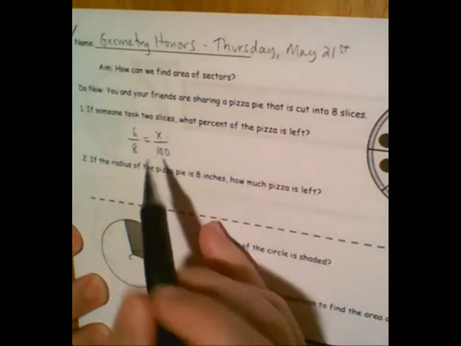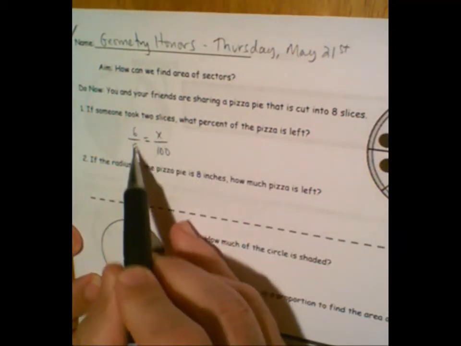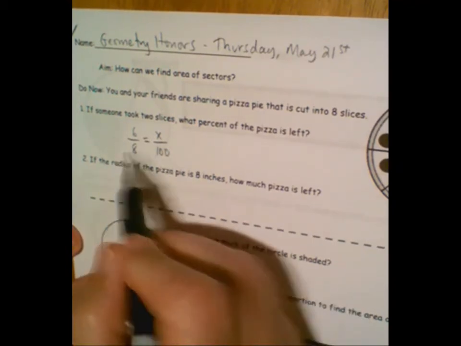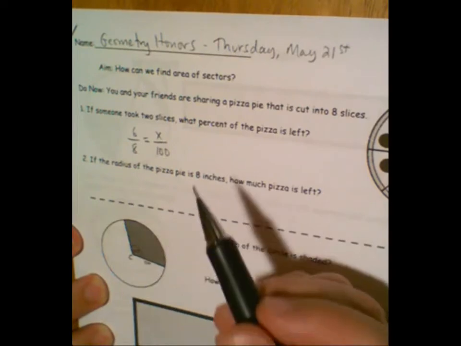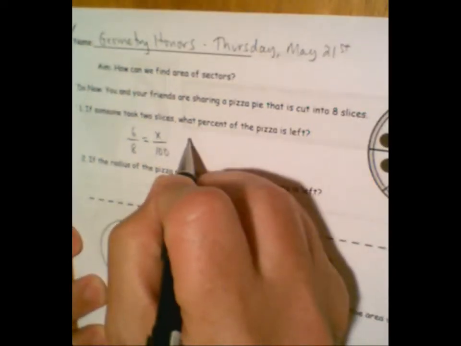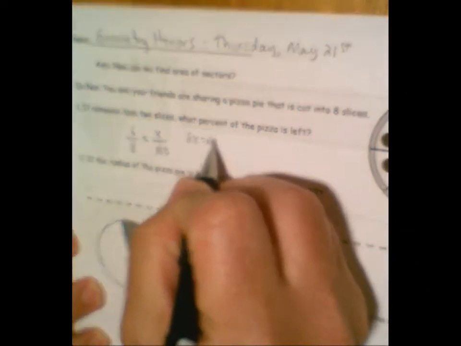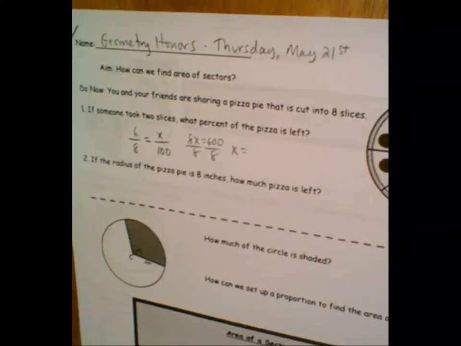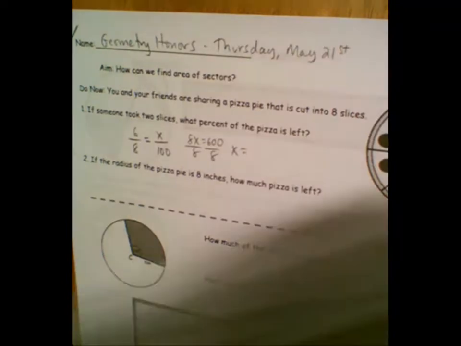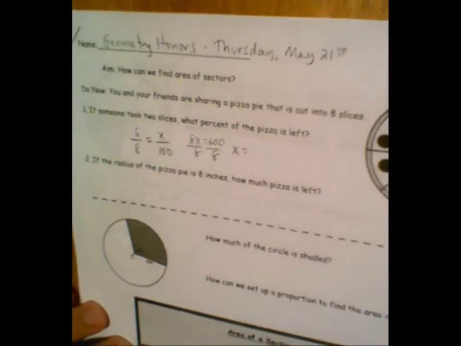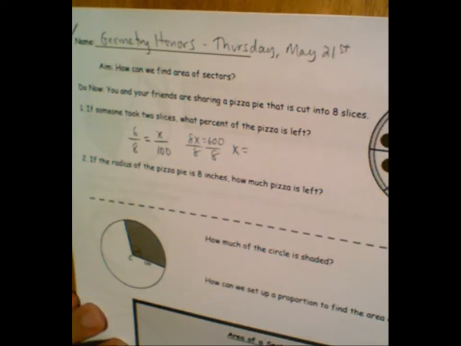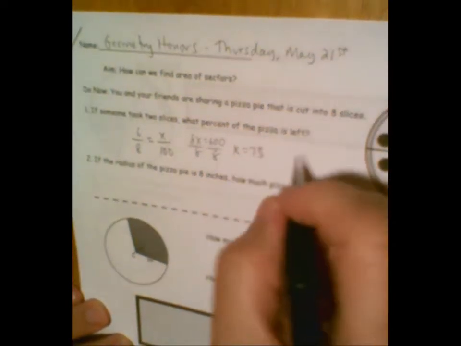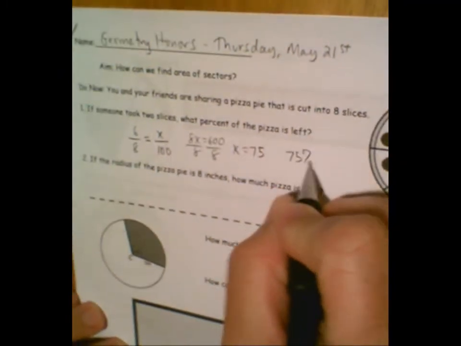Some people used to say percent over 100 equals is over of. So that's one way. Part is to whole is another way. Anyway, you cross multiply: 8x equals 600. Divide by 8, divide by 8. X is equal to 600 divided by 8, which is 75%. So the answer to this question is 75%.